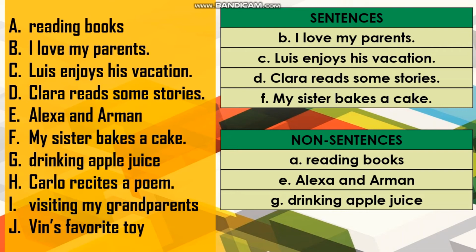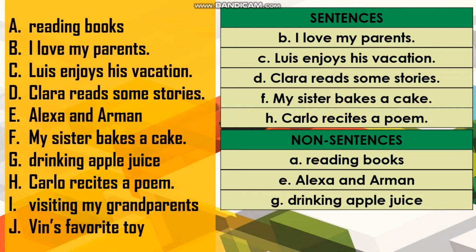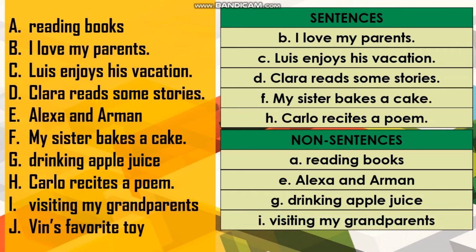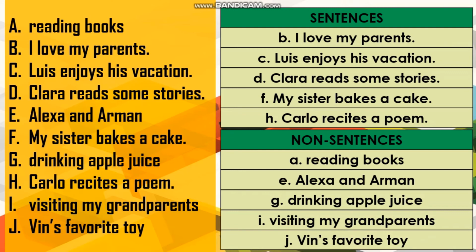Letter H. Carlo recites a poem. Is it a sentence or a non-sentence? Right. This is a sentence. Letter I. Visiting my grandparents. Is it a sentence or a non-sentence? This is a non-sentence. Last one, letter J. Vince's favorite toy. Is it a sentence or a non-sentence? Correct. This is a non-sentence. That was amazing. Give yourself 5 claps.